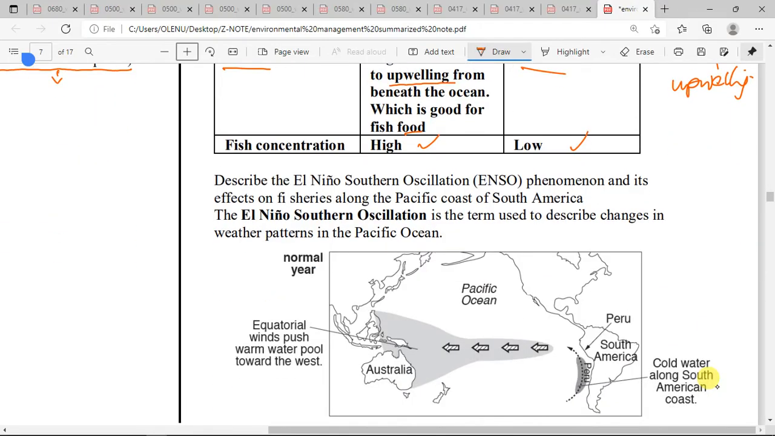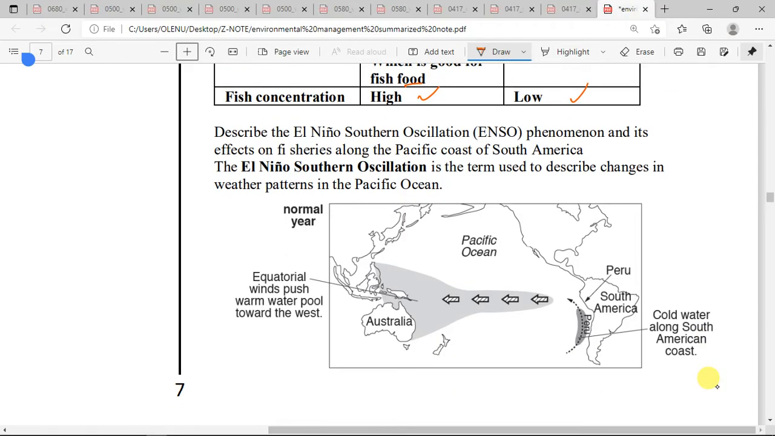Now, we're also going to look at something very important, which is to describe the El Nino Southern Oscillation phenomena and its effect on fisheries along the Pacific coast of South America. Now, this is quite simple. El Nino simply means little boy, I think, in Spanish. So, the El Nino Southern Oscillation is the term used to describe changes in the weather patterns in the Pacific Ocean.